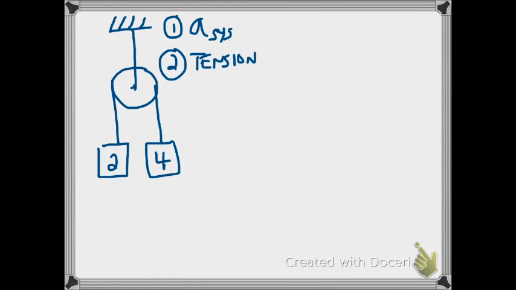Now, you could look at the tension as being above the 2 kilogram block, and you could look at the tension above the 4 kilogram block. But because it's one rope and it's in tension, the tension at A is the same as the tension at B. We'll just call it tension.